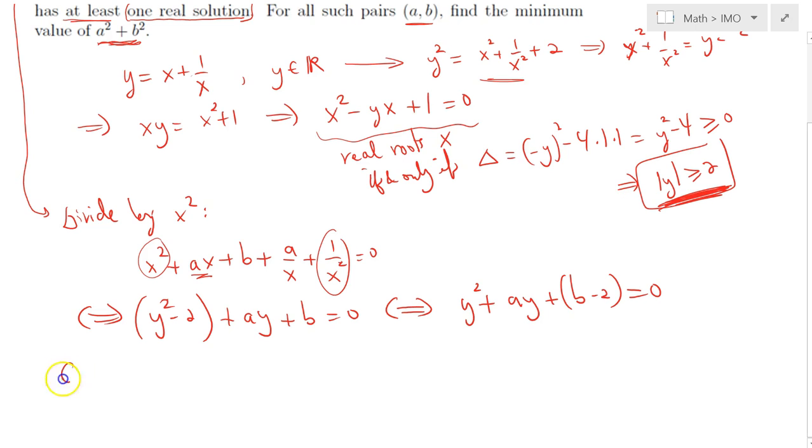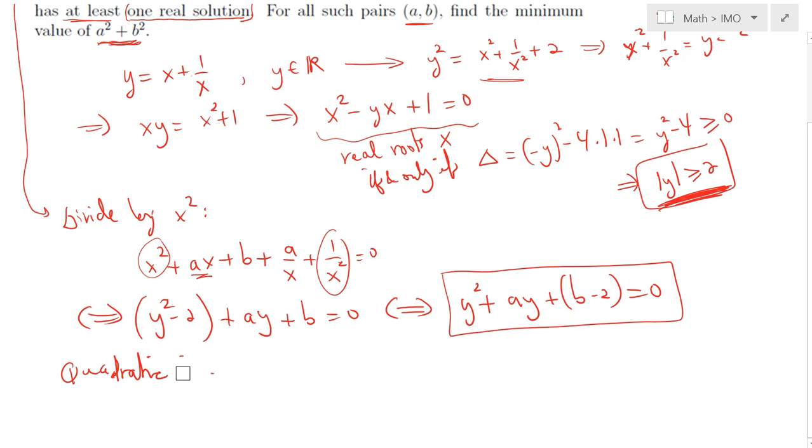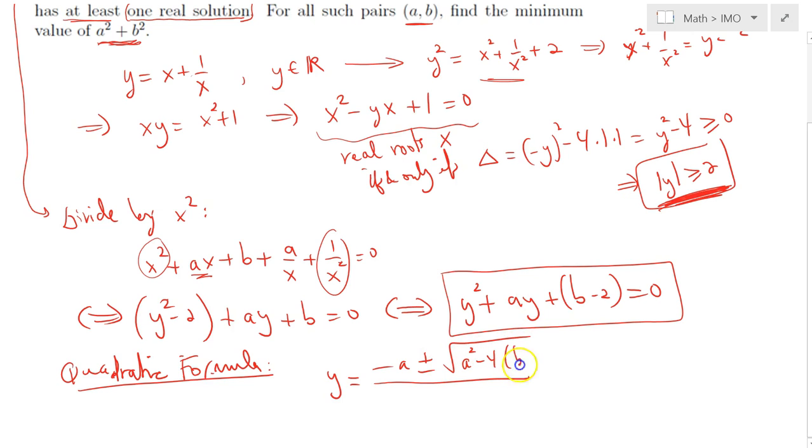Let's apply the quadratic formula again. At this point there are two variations to solve this problem. You can either use well-known inequality tricks, or you can directly use the quadratic formula. Let me show you actually both tricks, and you can check AOPS forums to see even more stuff going on there. So using the quadratic formula, y would be equal to minus a plus minus the square root of the discriminant, which is a squared minus 4 times b minus 2, all divided by 2. And recall that y itself is equal to x plus 1 over x.